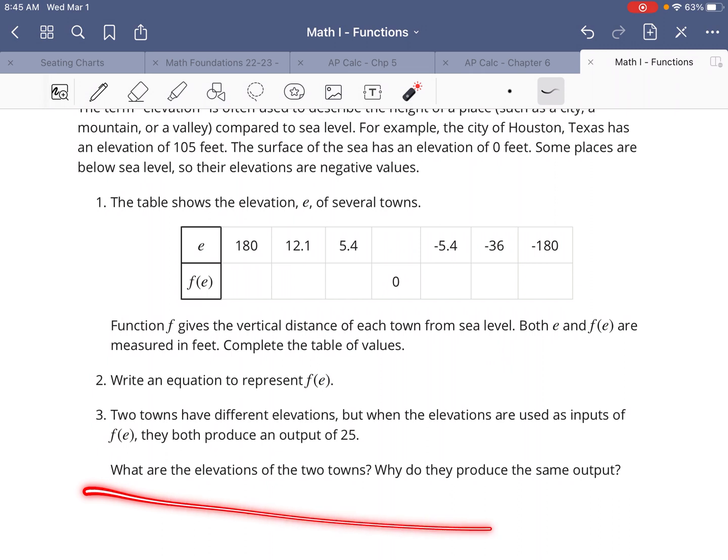Number 3, two towns have different elevations, but when the elevations are used as inputs of f of E, they both produce outputs of 25. What are the elevations of the two towns? So wait a minute, they started off at different elevations, but they're both the same distance from sea level. What could that possibly mean?